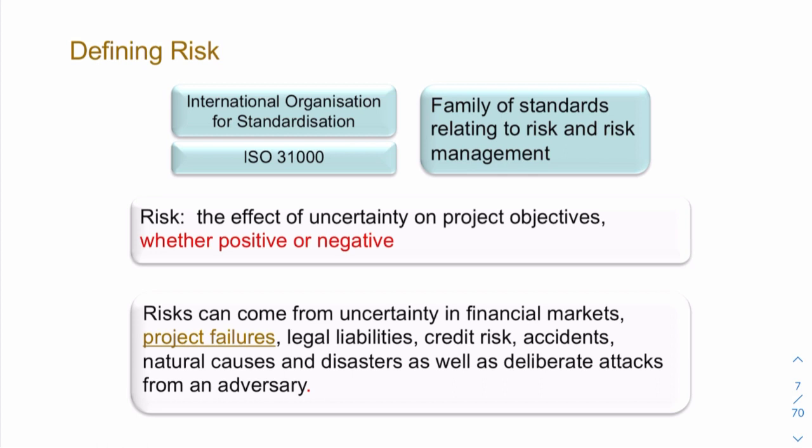So risk comes from uncertainty. Uncertainty could be financial uncertainty, legal liabilities, credit risk, accidents, natural causes, disasters, deliberate attacks, terrorist attacks. But I think on everyone's mind now is the effects of the pandemic. A pandemic is something that was uncertain, unexpected. It affected the achievement of thousands and thousands of projects around the world. So that's a huge risk. So we're going to talk today about how we manage risk. You can't eliminate risk, but you can manage it.